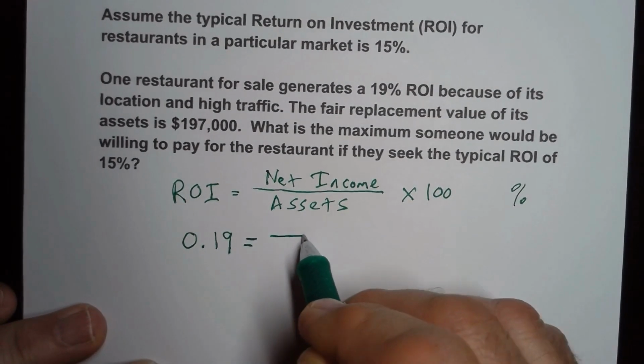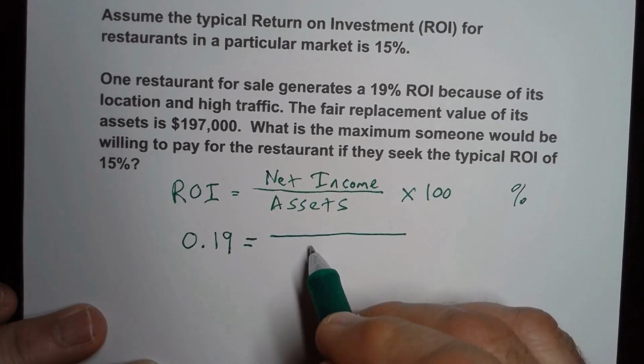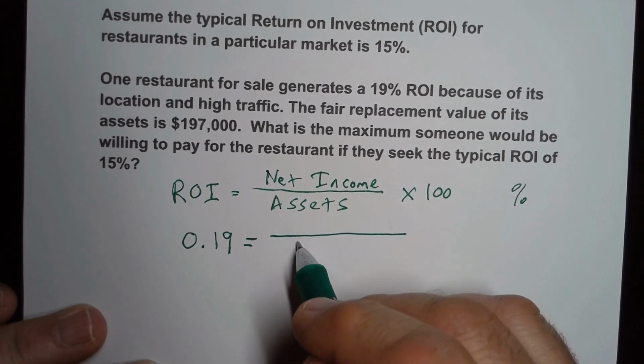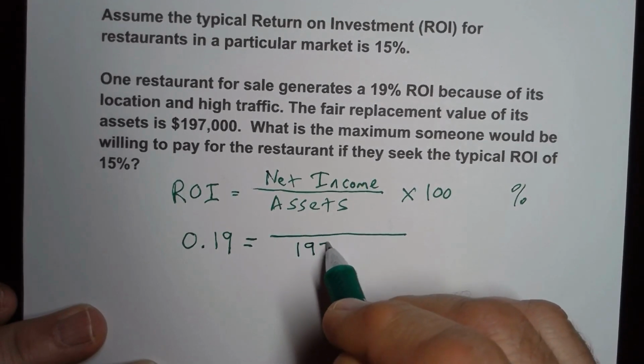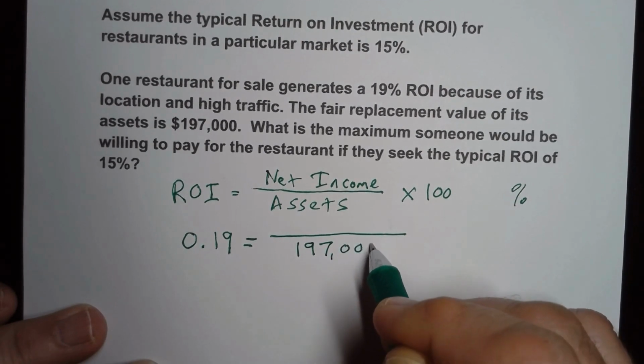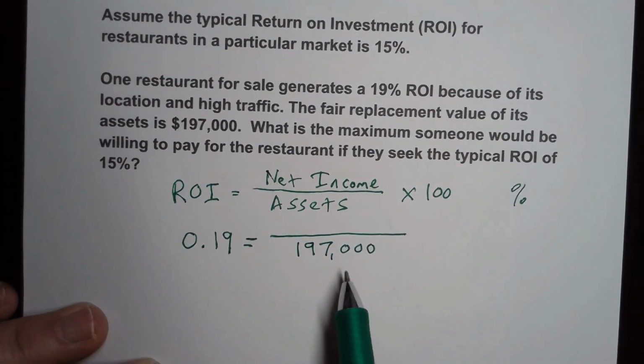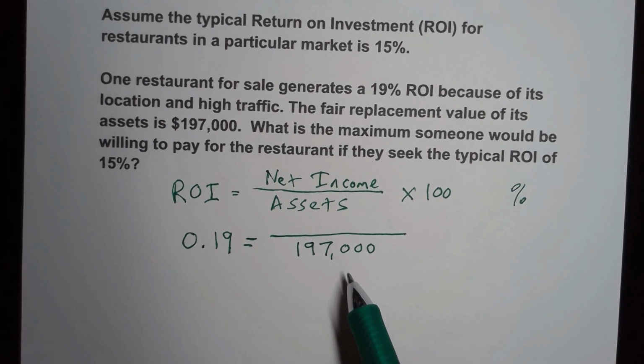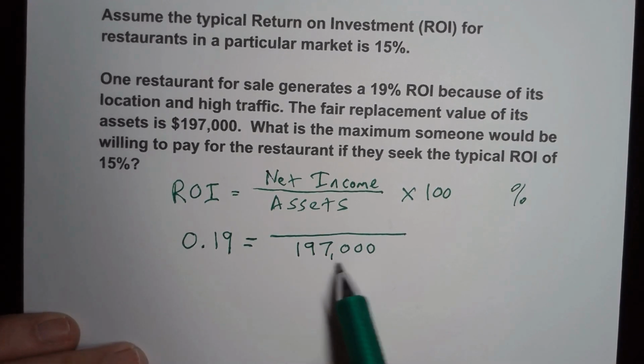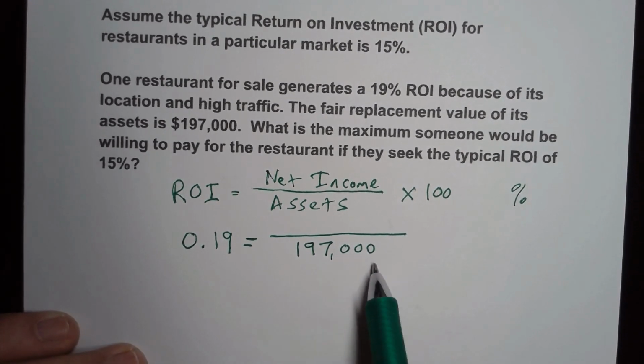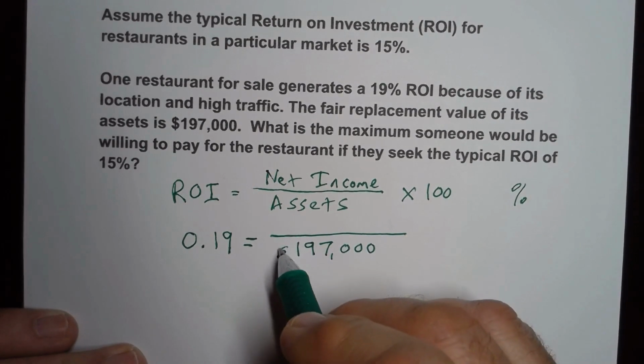This is going to be equal to our net income over our assets. Our assets, we know because we're told in our problem, the fair value is $197,000. If you're actually purchasing a restaurant, you would do that research, maybe do your due diligence, have it appraised, something along those lines, and we know that's 197,000.